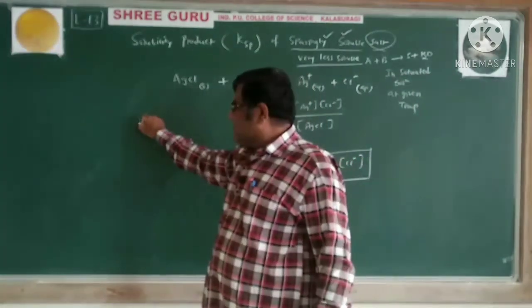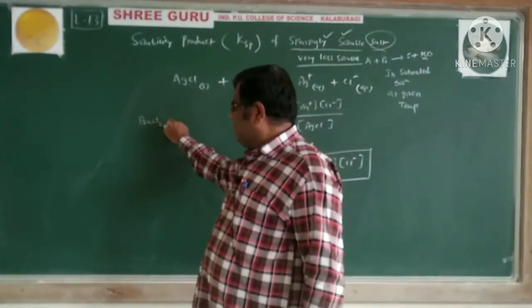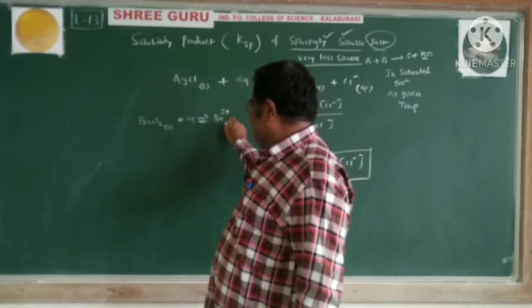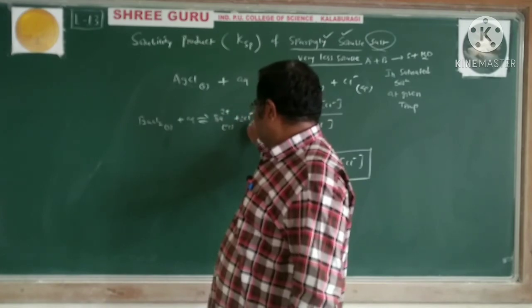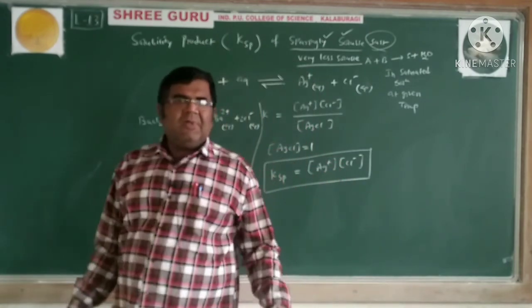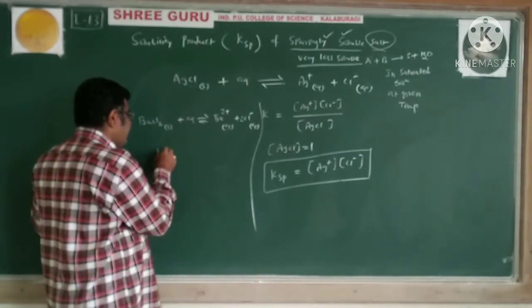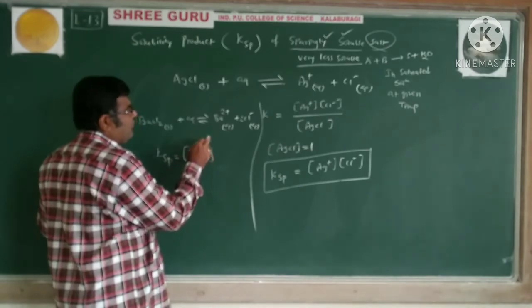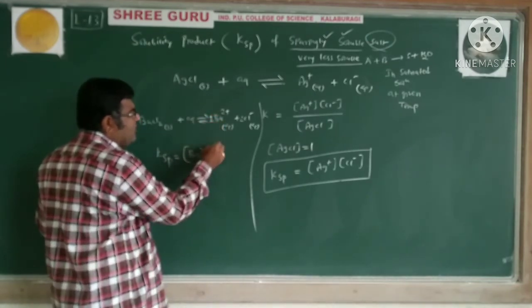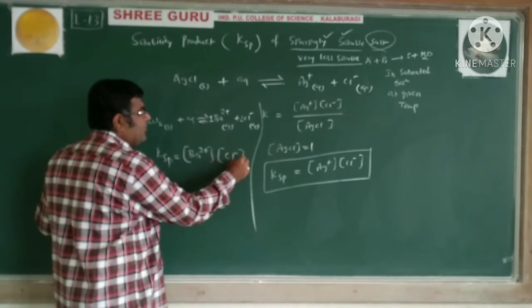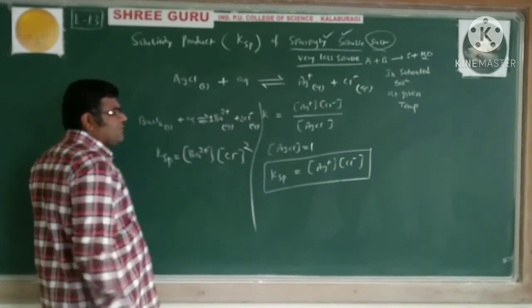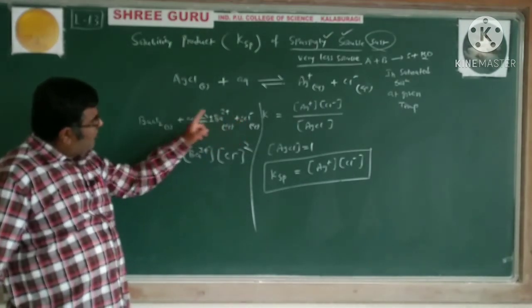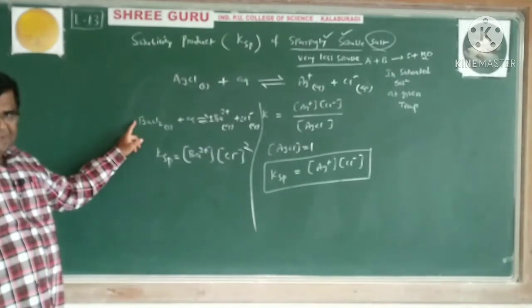Now we will consider this example. BaCl2, solid and aqueous, and they form Ba plus 2 aqueous and 2 Cl minus aqueous. How to write its Ksp? Ksp is equal to Ba plus 2 raised to how many moles are formed? 1 means no need to write it. But Cl minus, 2 are there. So I write 2 there. So it is raised to the power of the number of ions formed from 1 mole of electrolyte.